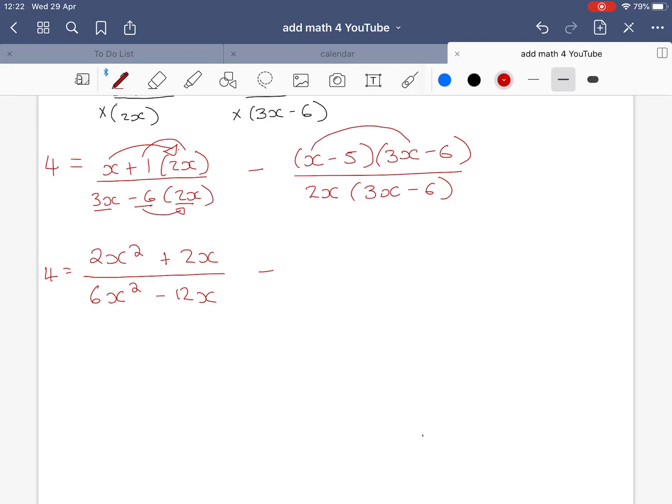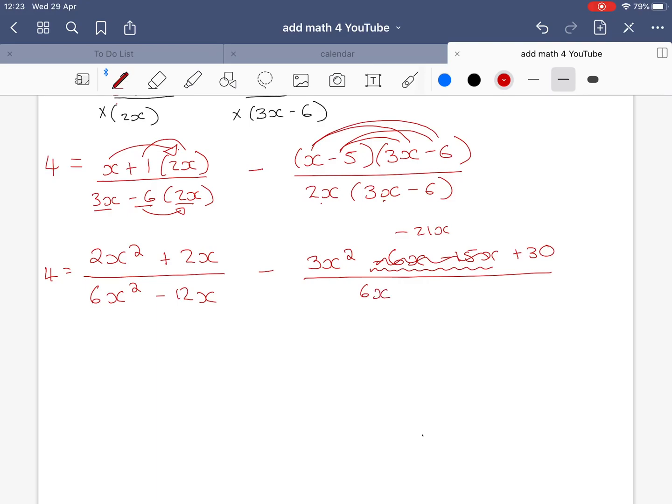I'm now going to do my other one. So the top one is a FOIL, so I'm going to do x times 3x, so that's 3x squared. X times minus 6 is minus 6x. Minus 5 times 3x is minus 15x, and minus 5 times minus 6 is positive 30. And again, these two can simplify, so those will be minus 21x. And the denominator, so 2x times 3x is 6x squared, and 2x times minus 6 is minus 12x. And you can see now your denominators are both the same, so you can bring the fractions together.